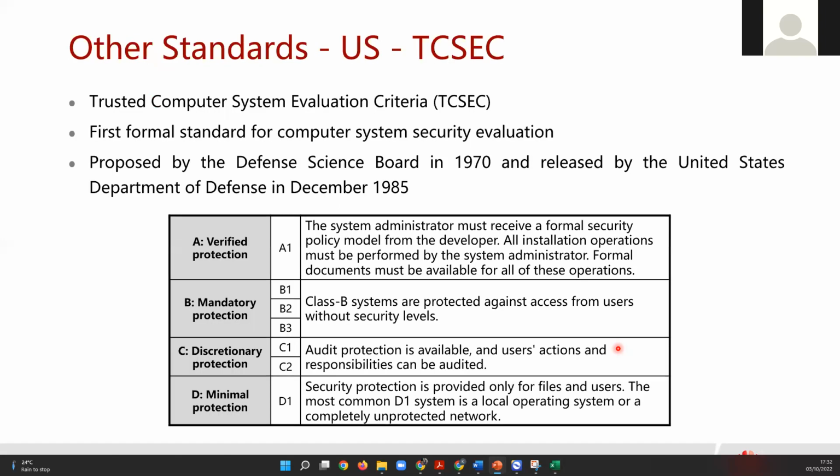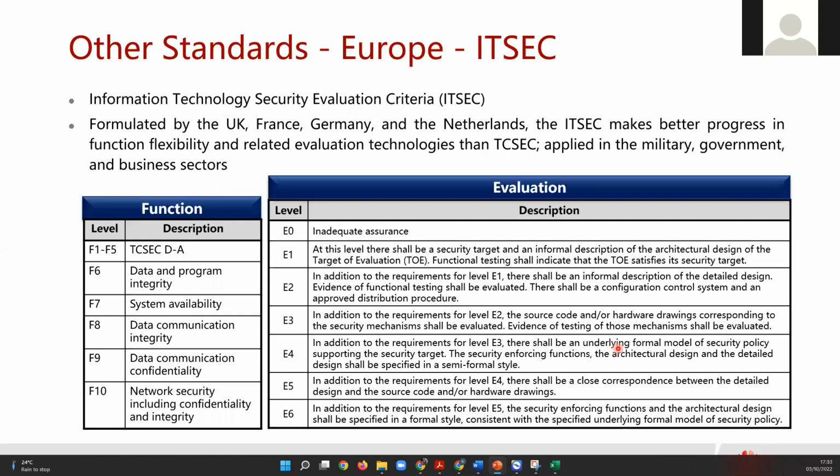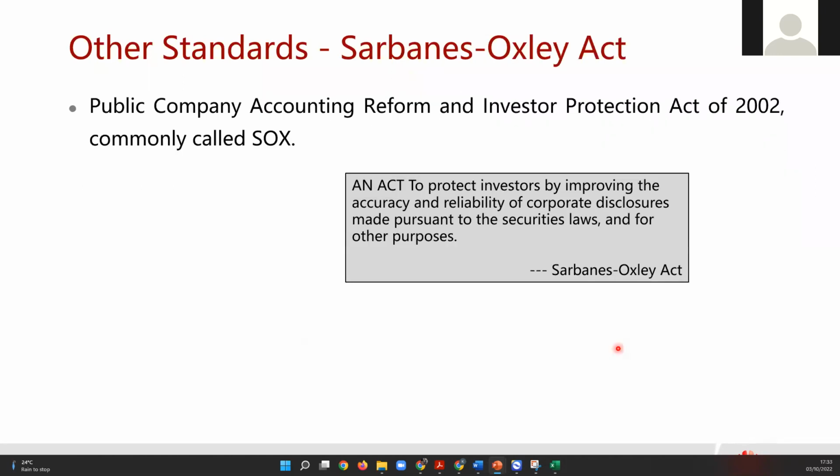In the US, we have the TCSEC. It has four elements: verified protection, mandatory protection, discretionary, and also minimal. So those are some of the levels. The one for Europe also has levels from E0 to E6. In terms of function, it has F1 to F10. You can still take some time and look at that.